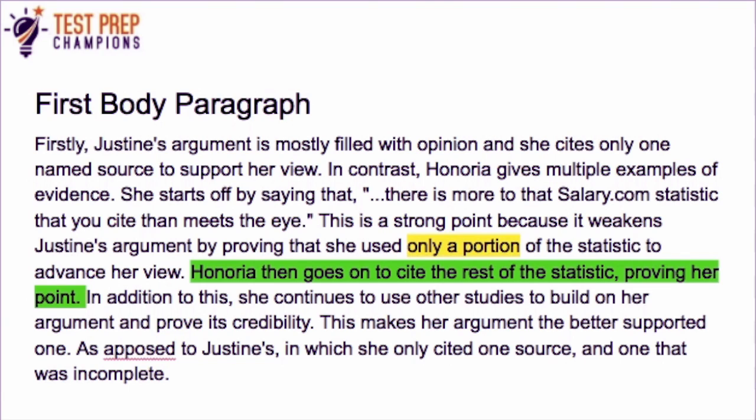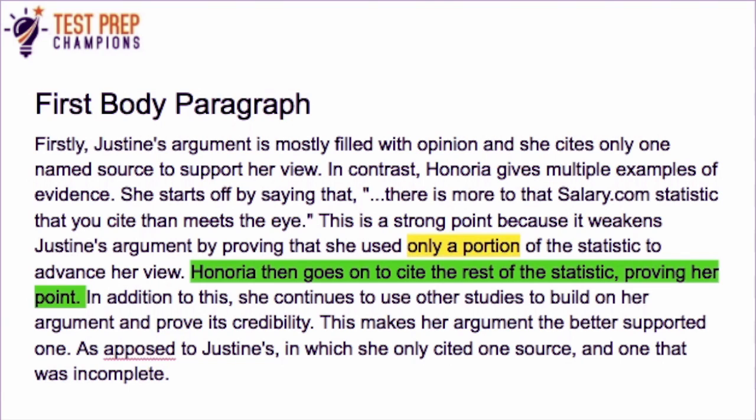So then you say, Honoria then goes on to cite the rest of this statistic, proving her point. So I really like what you're saying here. I really actually do like this paragraph. I think you did a great job with it. I really like your thinking and the argument that you're making here. But the thing is that as a reader, I want to know more here, right? So you want to assume that the reader has not read the passages, right? So when you say Honoria goes on to cite the rest of the statistic, I would want to know a little bit more. So I think you could explain what Honoria says in her passage a little bit more here.